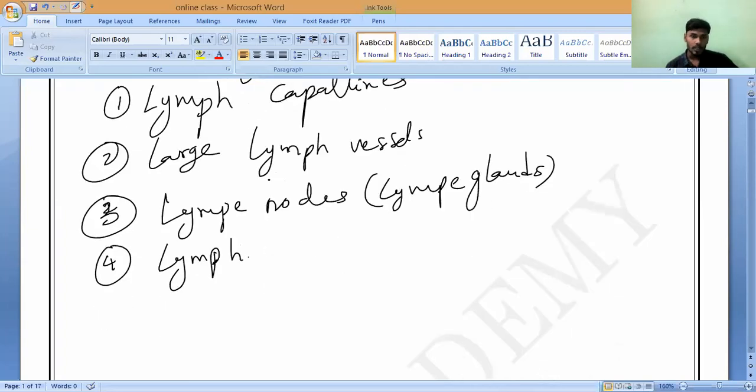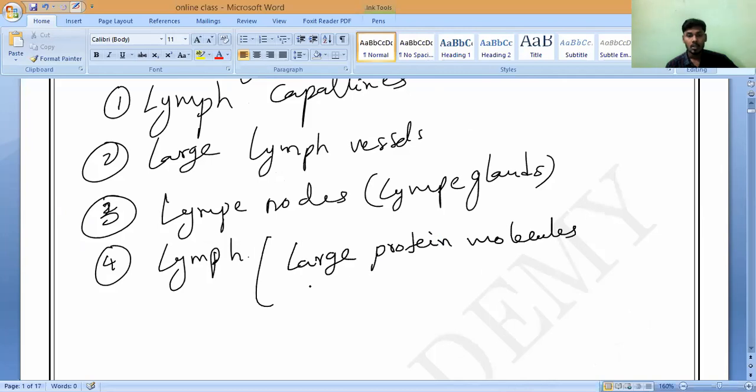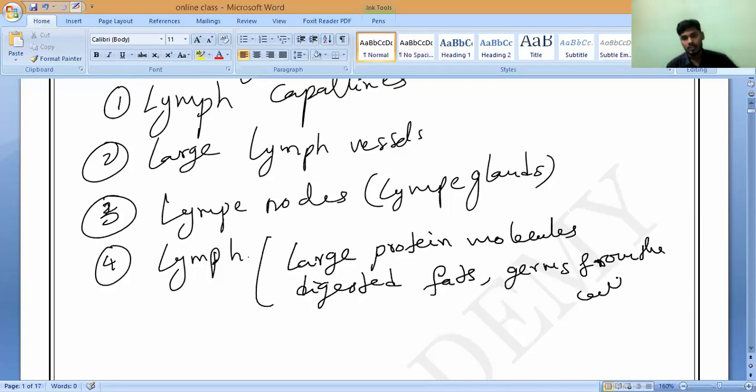So this lymph contains substances like what? Listen carefully, all of you. It contains dissolved fats, large protein molecules, digested fats, germs from the cells, and dead cells. So these are the things that will be present.